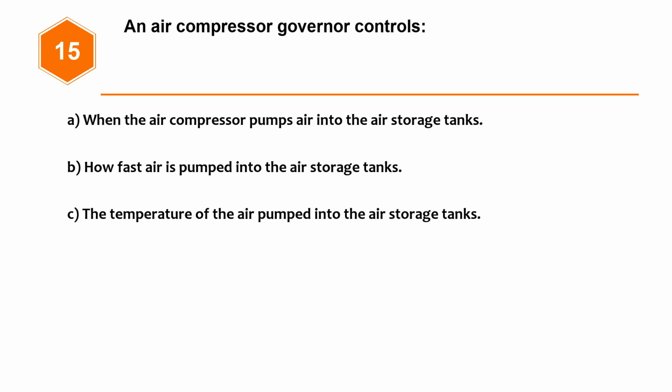Question 15. An air compressor governor controls. Option A. When the air compressor pumps air into the air storage tanks. Option B. How fast air is pumped into the air storage tanks. Option C. The temperature of the air pumped into the air storage tanks.